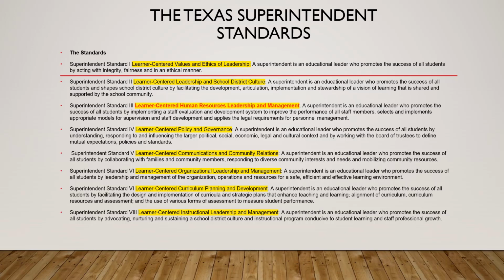Overall, Standard 1 is to have learner-centered values and ethics of leadership. Standard 2, learner-centered leadership and school district culture. Standard 3, learner-centered human resources leadership and management. Standard 4, learner-centered policy and governance. Standard 5, learner-centered communications and community relations. Standard 6, learner-centered organizational leadership and management. Standard 7, learner-centered curriculum planning and development. And Standard 8, learner-centered instructional leadership and management.